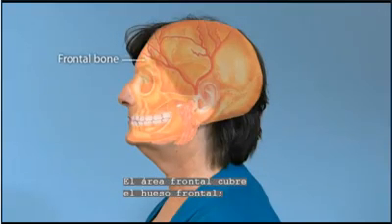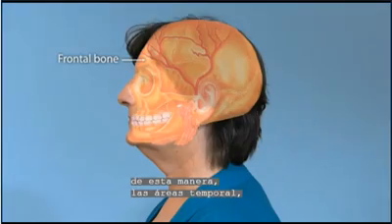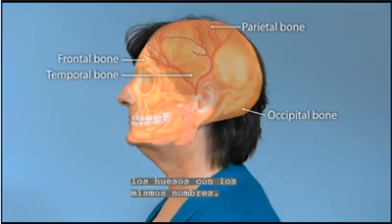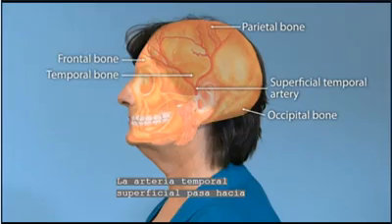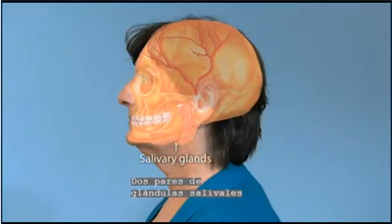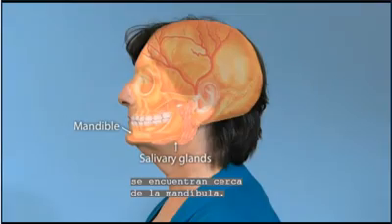The frontal area overlies the frontal bone, the temporal area the temporal bone, the parietal area the parietal bone, the occipital area overlies the occipital bone, and the superficial temporal artery passes upward just in front of the ear where it is readily palpable. Two pairs of salivary glands lie near the mandible.